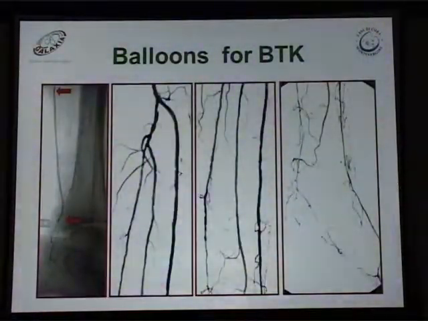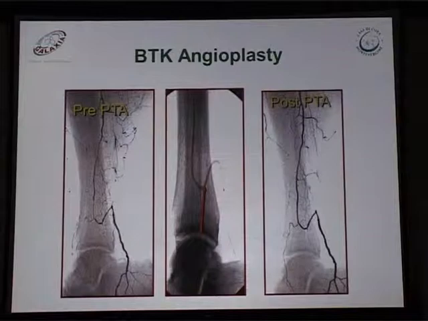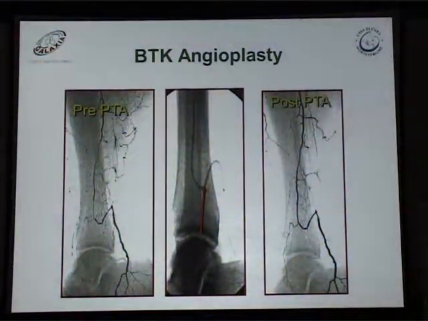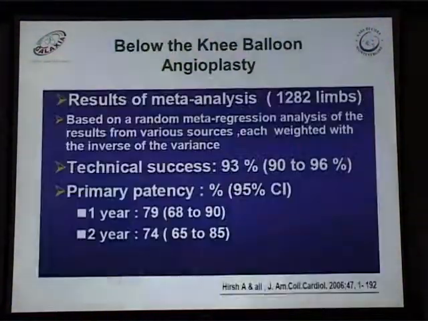knee angioplasty. Here you see the length of the balloon and, as you see, very diffuse diseased lesions in below the knee arteries, especially in diabetic patients. Here is an example of a tapered balloon and an angioplasty performed by means of a collateral artery towards the posterior tibial artery, and you see the result before and after angioplasty.